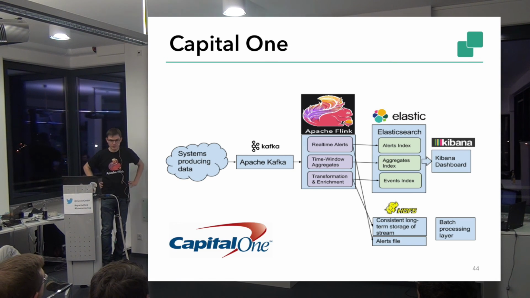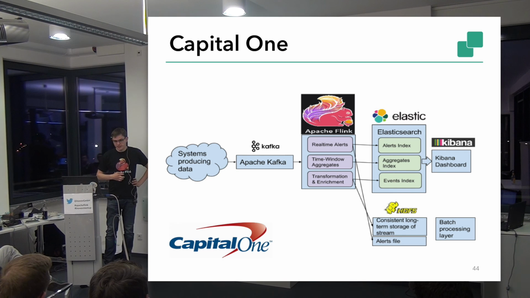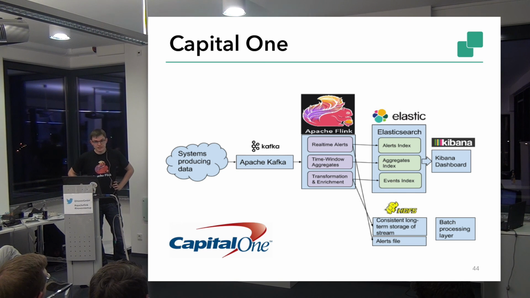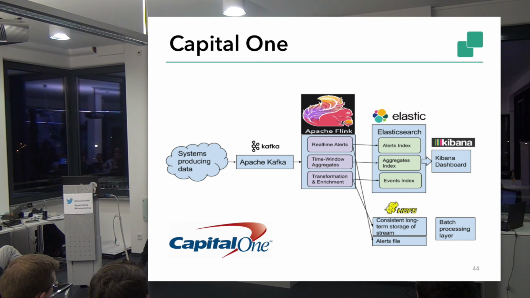Another company which is doing a POC with Flink currently is Capital One, a large bank in the US. And they are replacing a proprietary log analysis software with the open source stack. So they were evaluating whether they can do it cheaper. And they put Kafka and then Flink as the analysis layer, and within Flink they do stuff like real-time alerts, so they want to see whether there are fraudulent devices doing transactions in the bank.